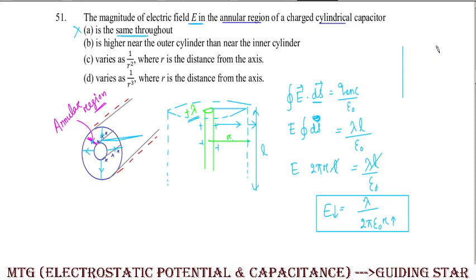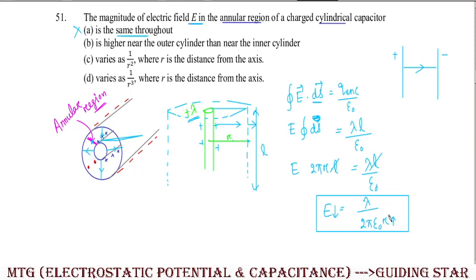Electric field is constant in the case where you have one positively charged plate and another negatively charged plate, that means in the case of a parallel plate capacitor. Clear? So the second option is, higher near the outer cylinder than near the inner cylinder. What is it saying? Near the outer cylinder, at this location the electric field will be higher, and at this location the electric field will be lower. So that is wrong. Why?